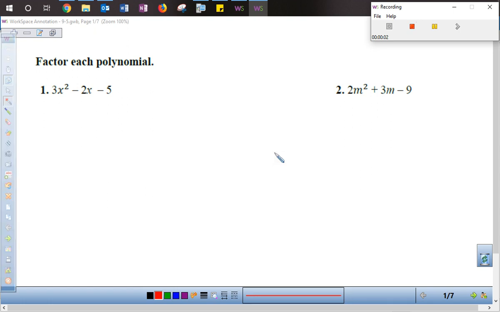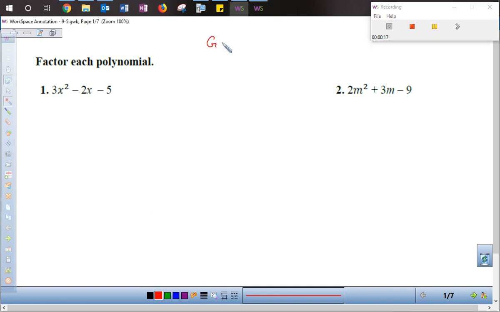Okay guys, today we're going to work a little bit more on frowny face factoring, but we're going to make sure that we go through the factoring cheat sheet on each problem to ensure that there's not an easier way to do something. So on number 1, I have 3x squared minus 2x minus 5.